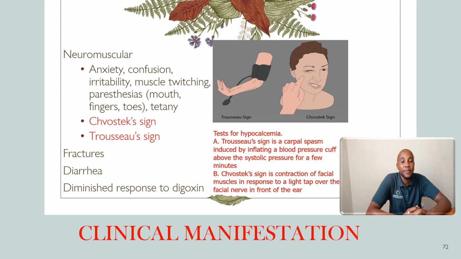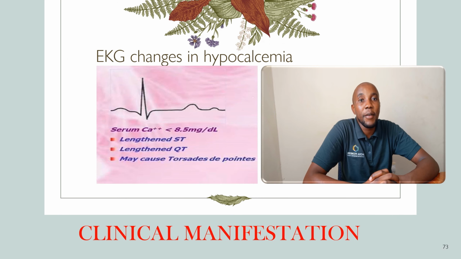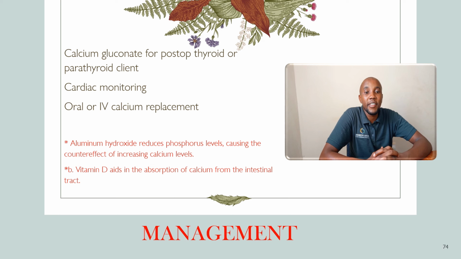You also have diarrhea. You also have diminished response to digoxin. Those are some of the clinical manifestations associated with hypocalcemia. We also have some EKG changes which can develop in hypocalcemia. When the serum calcium levels are below 8.9 milligrams per deciliter, on the EKG, we will have a prolonged ST segment. We will also have a prolonged QT segment, and may cause torsades de pointes. Although torsades de pointes is more common with hypomagnesemia.